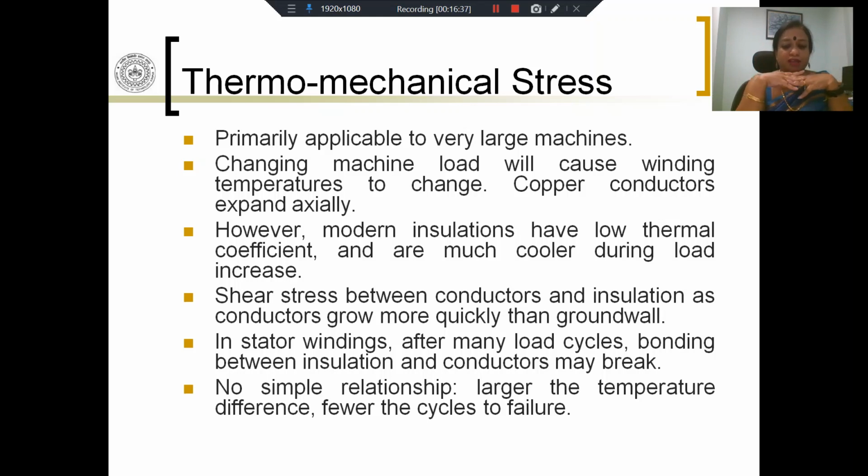or there might even be crack development. There is really no simple relationship to relate the thermomechanical stresses with temperature, but it's safe to say that the larger the temperature difference, the fewer the cycles to failure. So more quickly. It's like in the desert, the rocks expand during the day and contract at night. So this continuous expansion and contraction goes on, and as a result, they disintegrate into fine sand. A similar process can happen in your machine also. So this cycling is a problem.